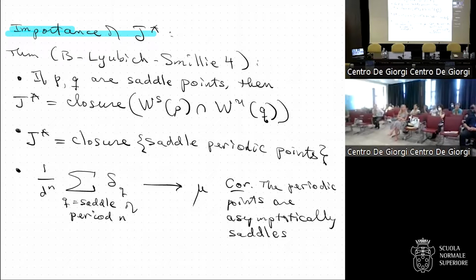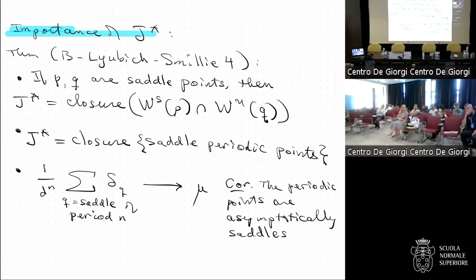if you have a couple of saddle points, you have a stable manifold and an unstable manifold, and you look at all the points of intersection, take their closure, and that's J star. Or suppose you take all the periodic points of saddle type, take their closure, that's J star. So it'd be very nice to know, is J star smaller than J? Is it equal to J?